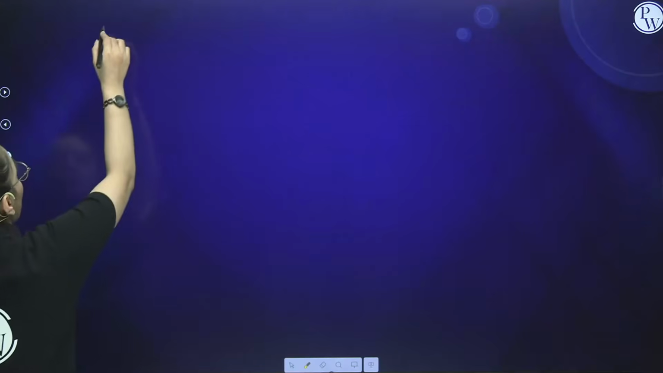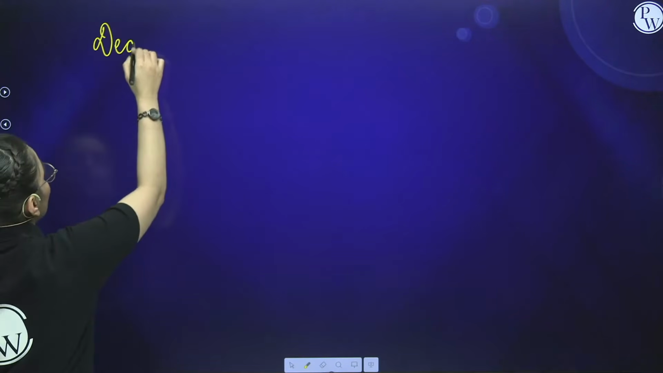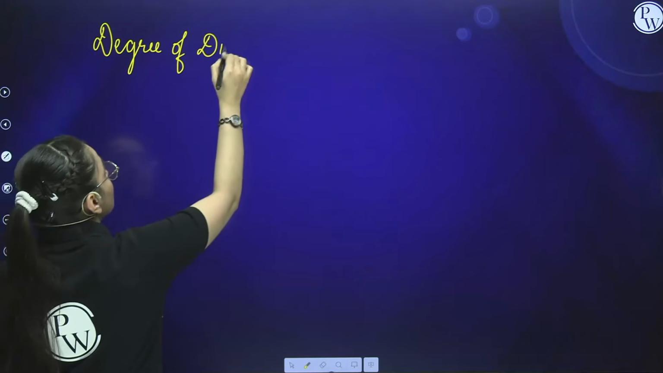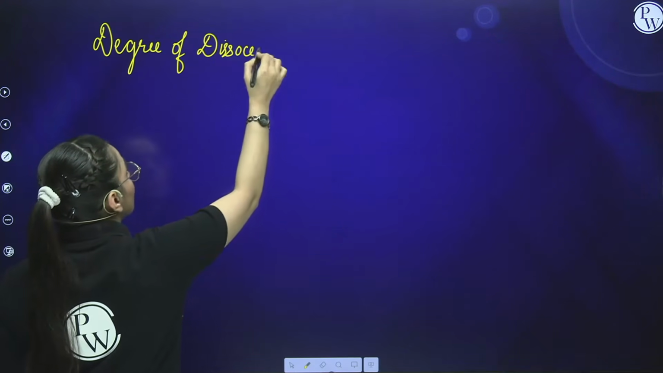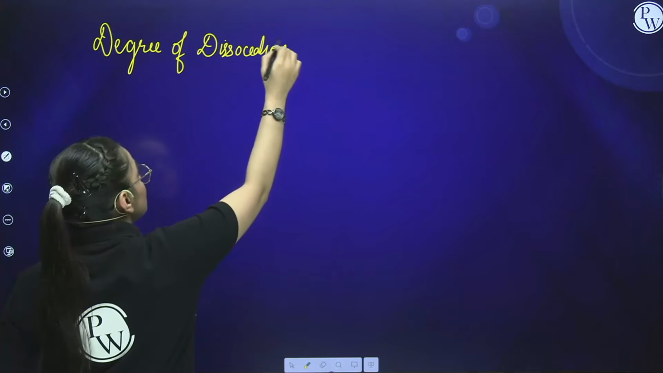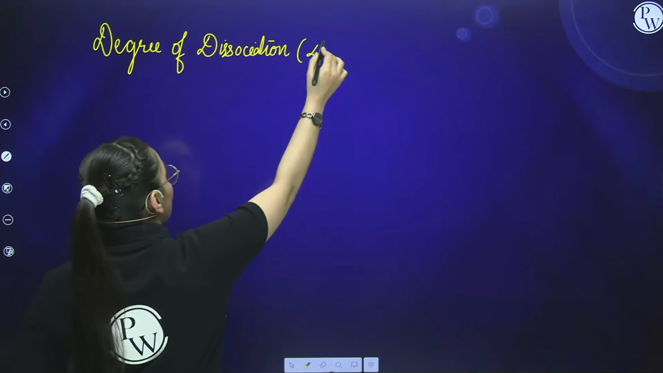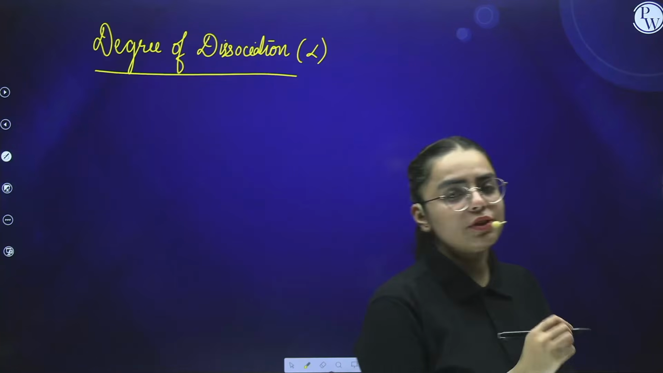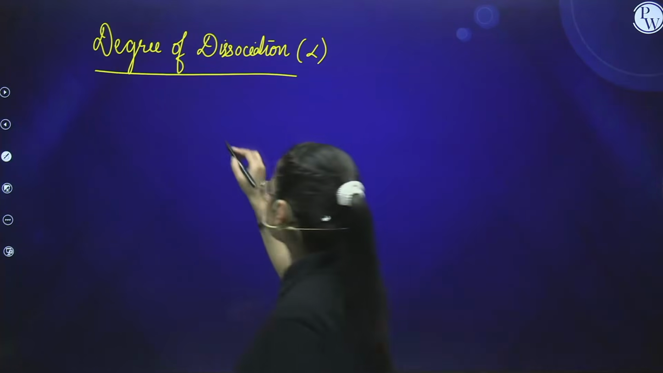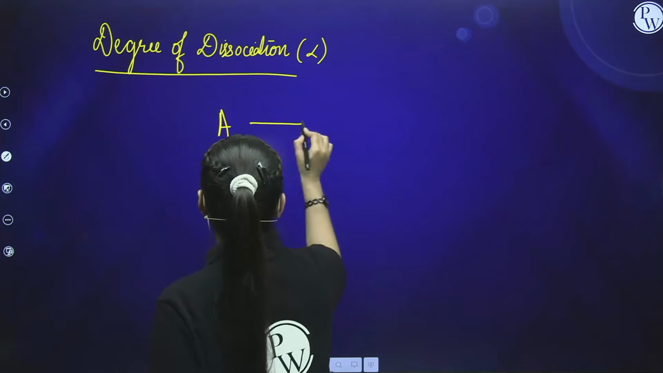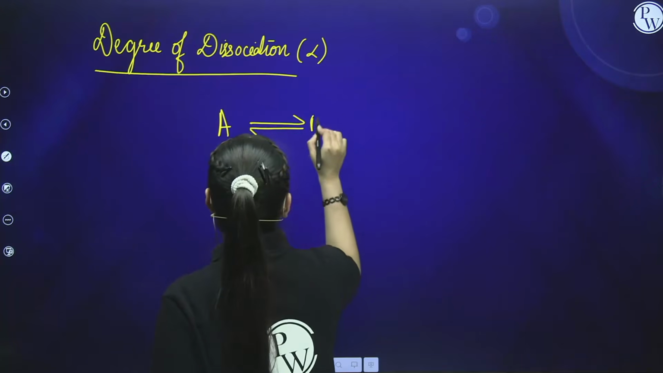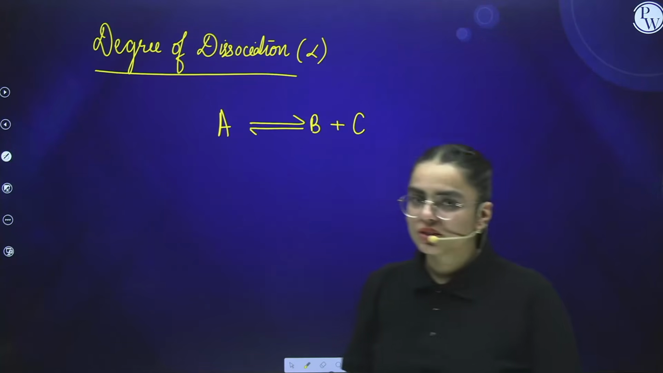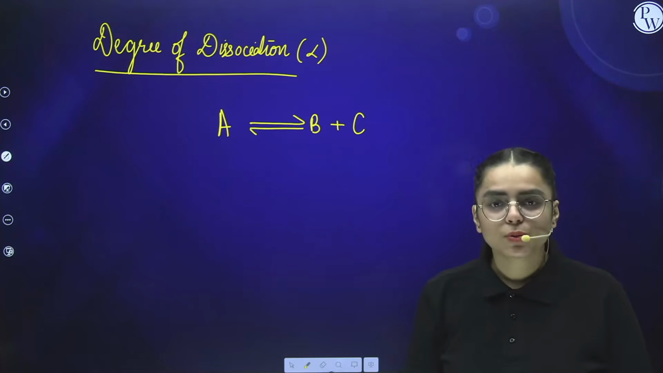Now comes degree of dissociation. Degree of dissociation, students, is represented by alpha. Now for a given reaction, let us say A gives B plus C. We have to calculate the degree of dissociation for this reaction where the reactant is A and the products being formed are B and C.